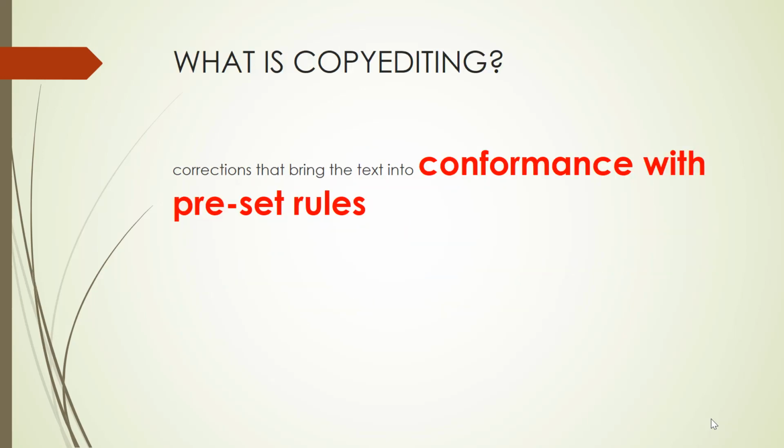So, firstly, what is copy editing? Copy editing is a kind of correction that brings the text into conformance with the preset rules. So, conformance with preset rules is the key phrase here. You cannot develop rules of yourself. Normally, you have to obey some rules that have been preset beforehand or in advance.